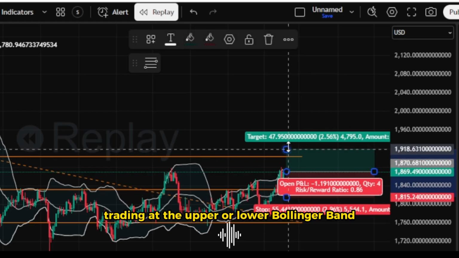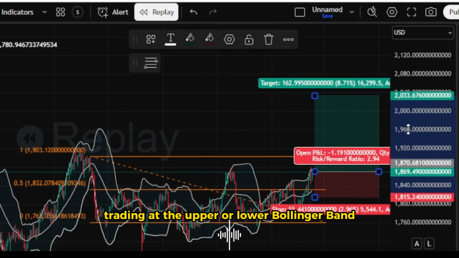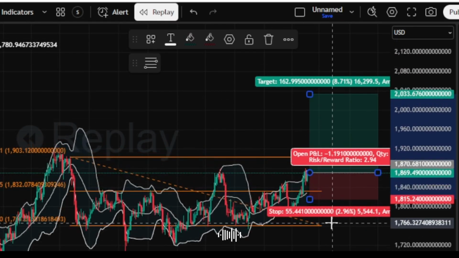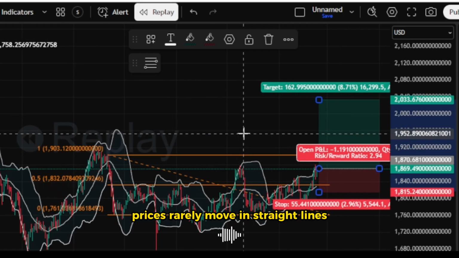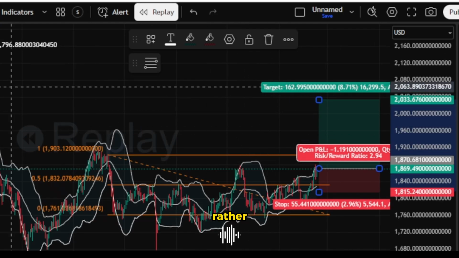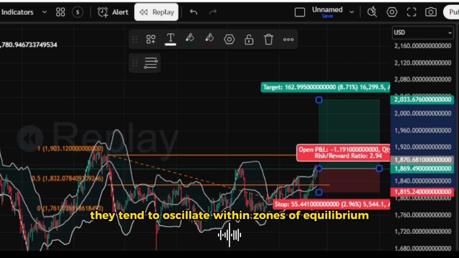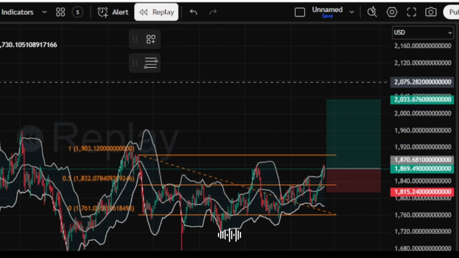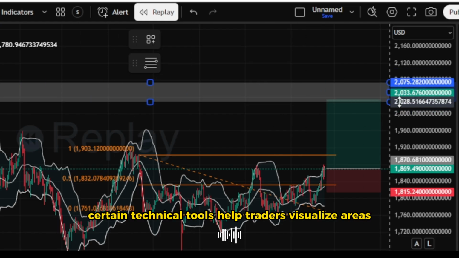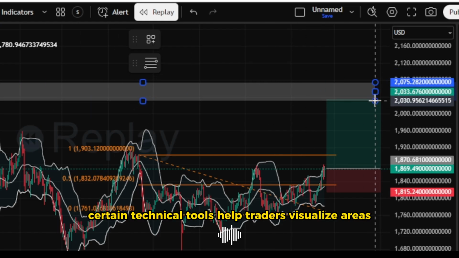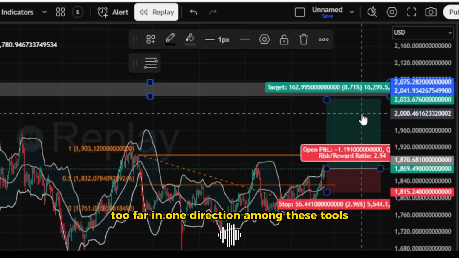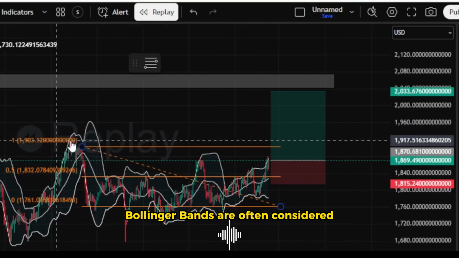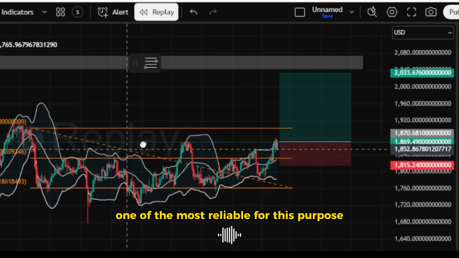First strategy: trading at the upper or lower Bollinger Band. Understanding the principle in depth. In the financial markets, prices rarely move in straight lines. Rather, they tend to oscillate within zones of equilibrium where supply and demand temporarily balance each other. Within these zones, certain technical tools help traders visualize areas where price may have temporarily stretched too far in one direction. Among these tools, Bollinger Bands are often considered one of the most reliable for this purpose.